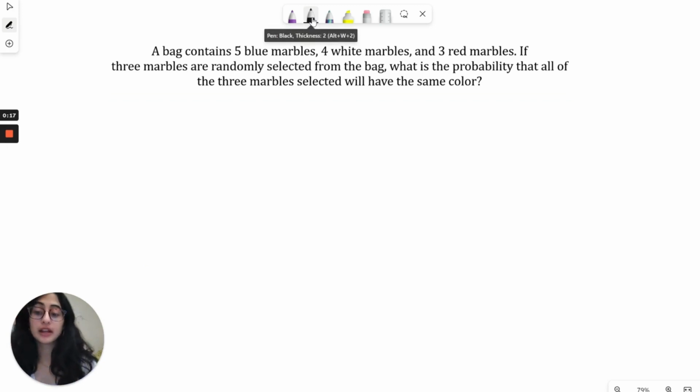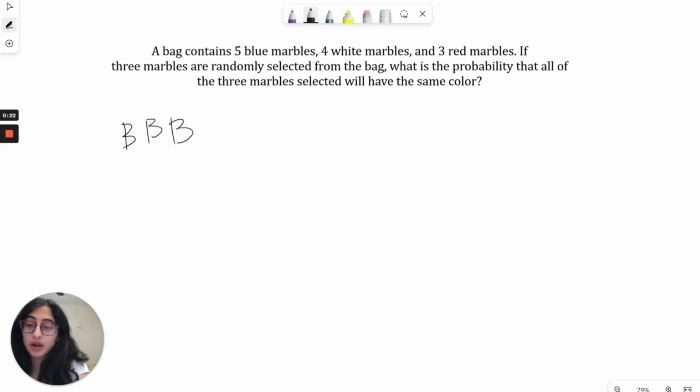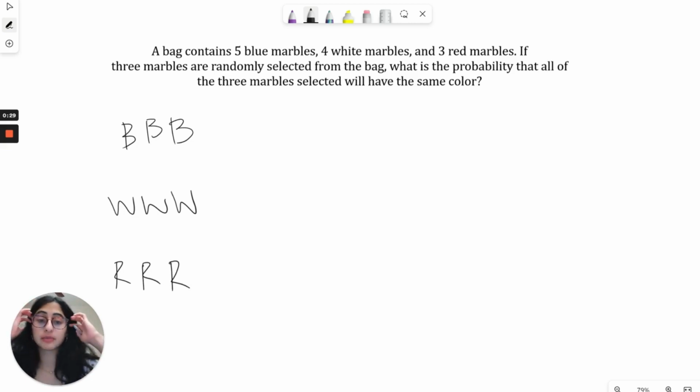We can either pick blue, blue, blue, or we can pick white, white, white, or we can pick red, red, red. Those are the 3 possible things you can pick. So what's the probability of picking blue, blue, blue?